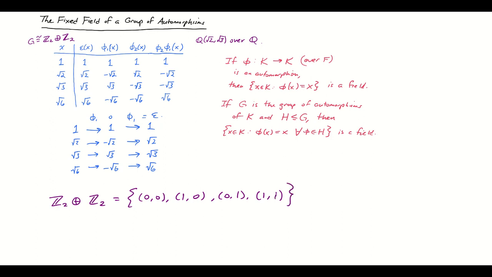And each of those generates a subgroup of order 2, except for the identity, which just generates a subgroup of order 1. So I could look at the subgroup generated by (1, 0), the subgroup generated by (0, 1), and the subgroup generated by (1, 1).